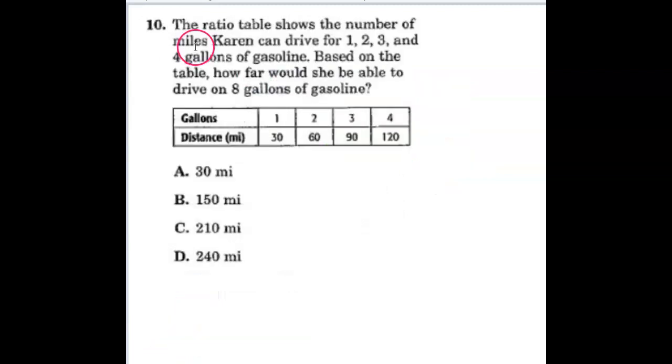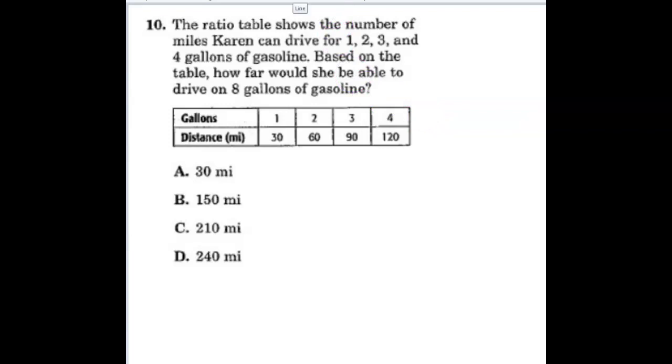Let's do one more. All right, number 10 says a ratio table shows the number of miles Karen can drive for 1, 2, 3, and 4 gallons of gasoline. So for 1 gallon, they can drive 30 miles. For 4 gallons, she can drive 120 miles. So now it says how far would she be able to go or drive on 8 gallons of gas?